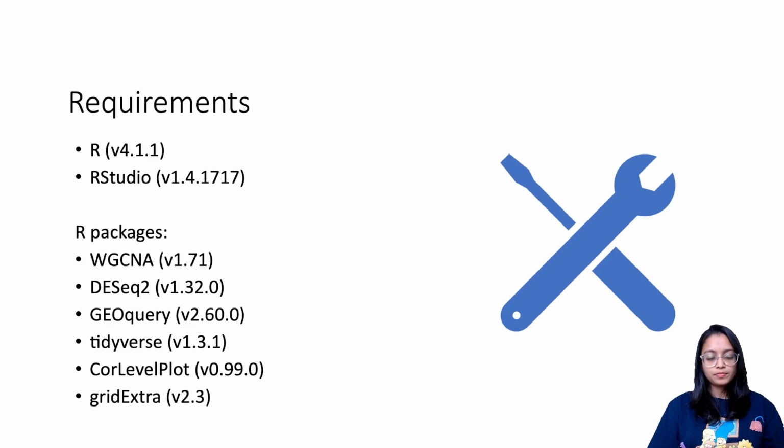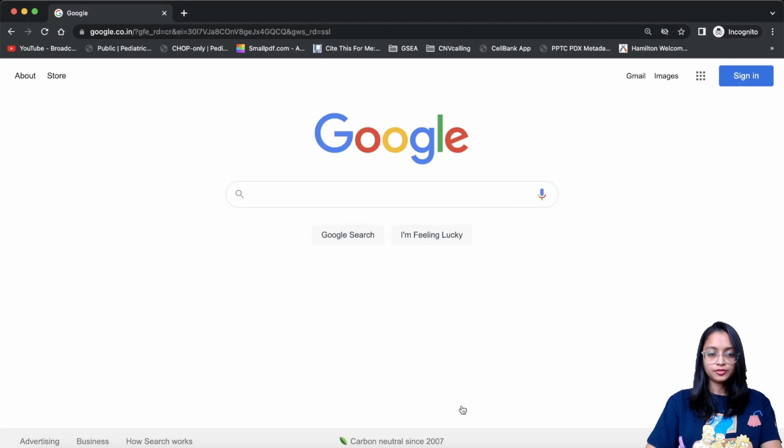These are our requirements for today's demonstration. I will be utilizing the WGCNA package, DESeq2, GEOquery, tidyverse, corrplot, and gridExtra, which we'll be utilizing at various points in today's tutorial. So let us start by fetching the data first.